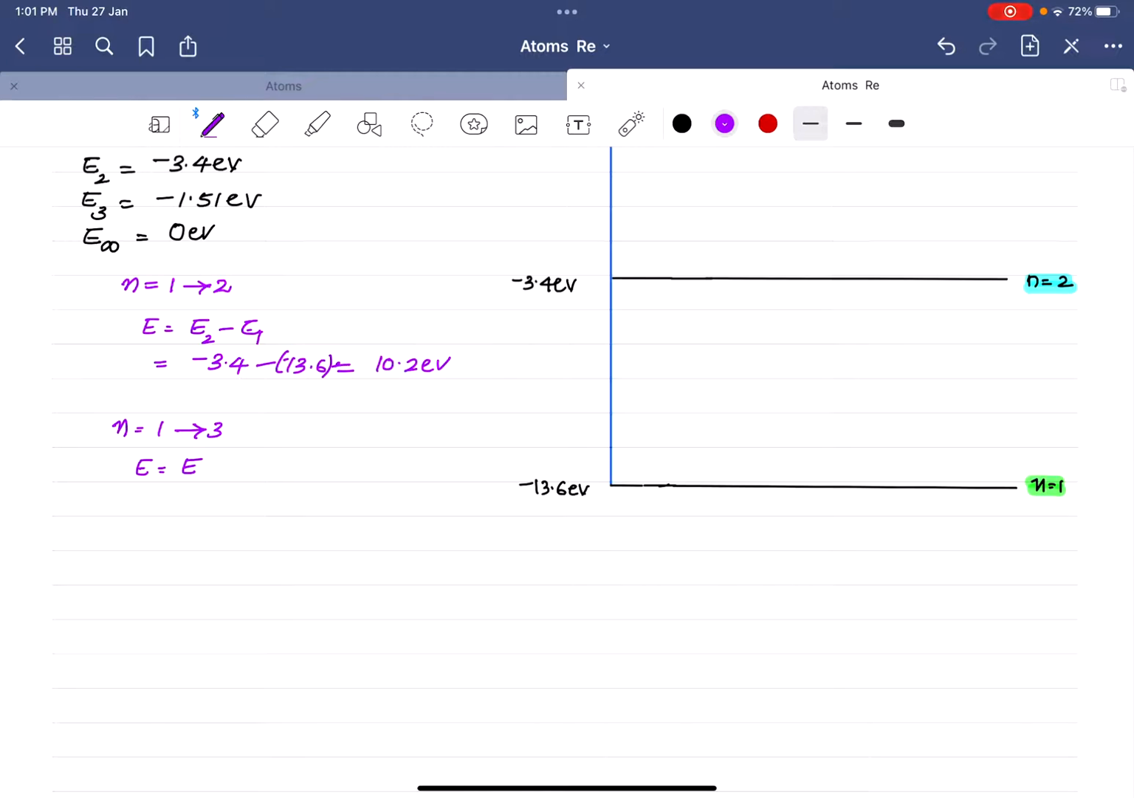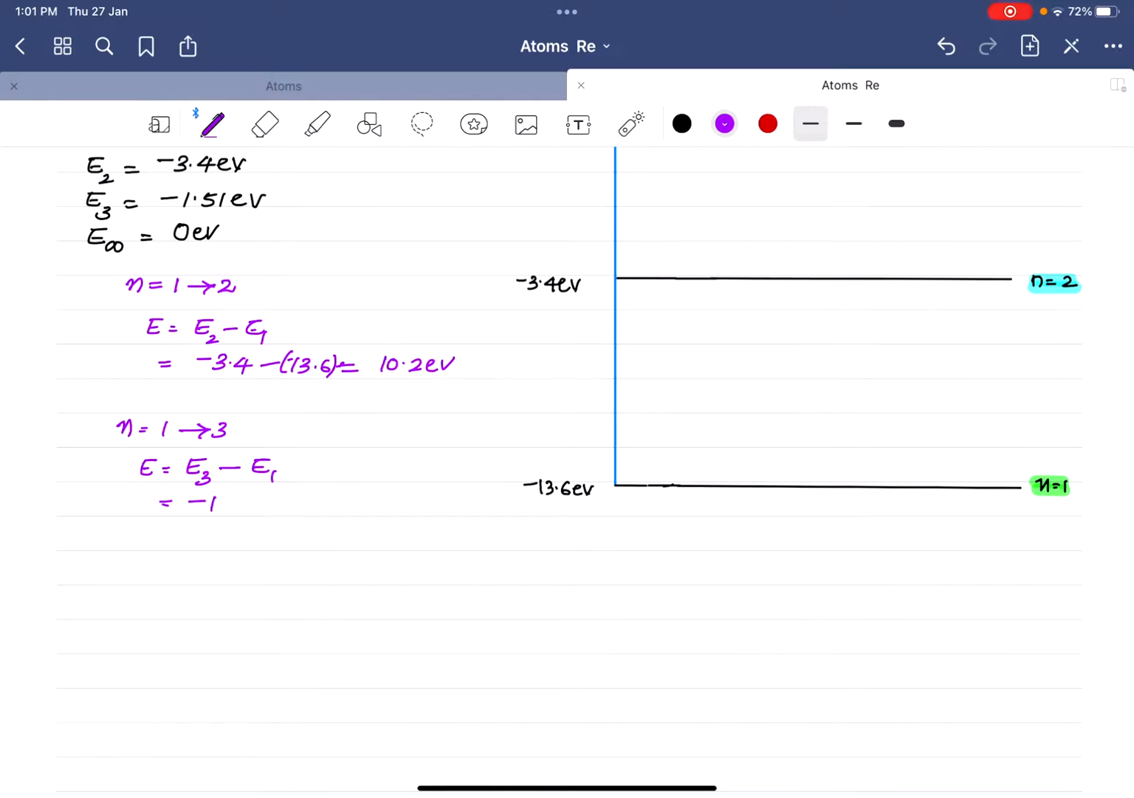The energy of the electron in the third level minus energy of the electron in the ground level. Or I can say energy of the electron in the second excited state minus energy of the electron in the ground level. So this will be equal to minus 1.51 minus 13.6. This will be equal to 12.1 electron volt. So if you want to excite the electron from ground state to second excited state, the energy that you have to provide for this atom will be 12.1 electron volt.